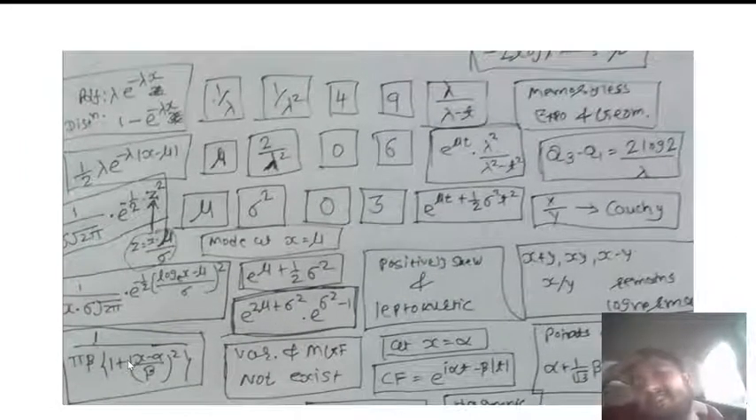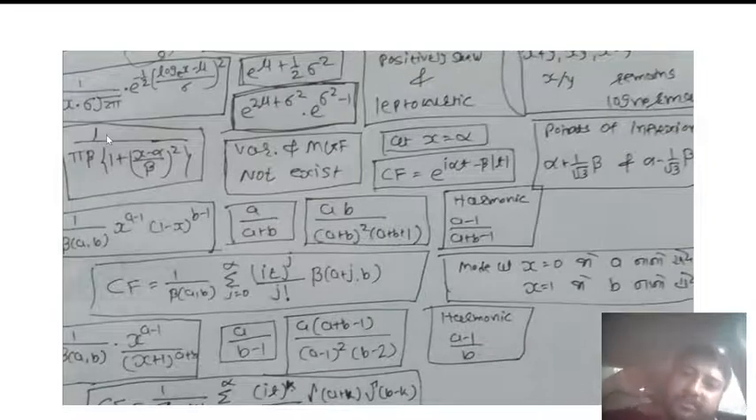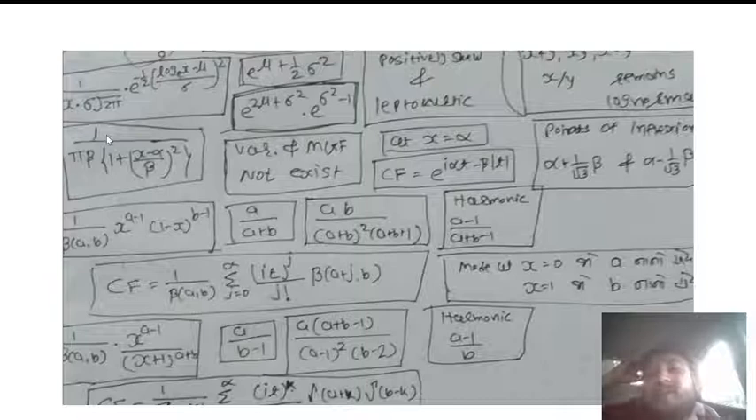So last in this continuous distribution. No, it's not last. It can't be. This is the Cauchy distribution. Probability density function of the Cauchy distribution: 1 upon pi beta into 1 plus ((x minus alpha) upon beta) whole square. This is the distribution function of the Cauchy distribution.